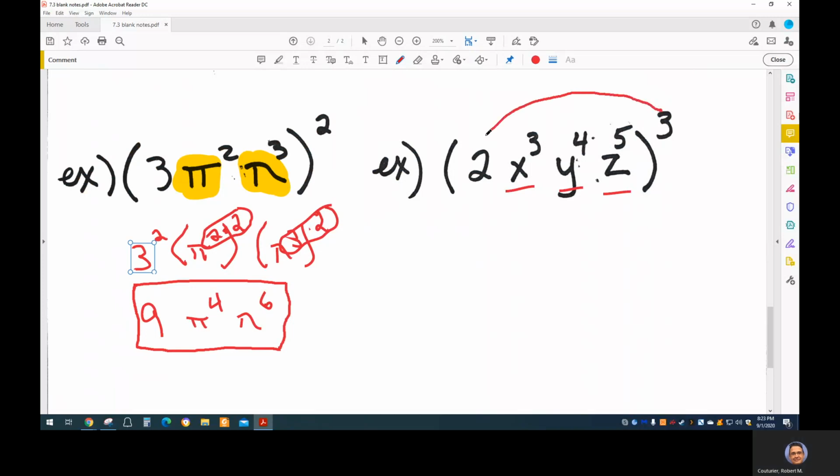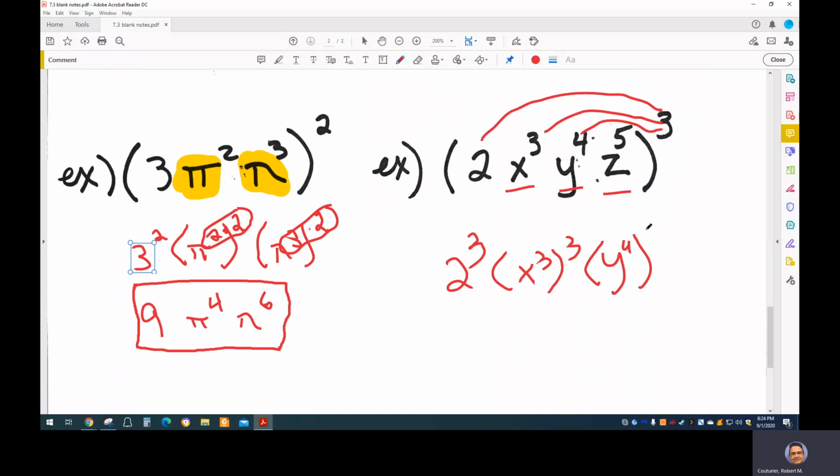So I need to do the coefficient and raise it to the power of 3. Then I need to do this to the first variable. And I do not want to make a mistake, so I am going to use a little bit of shorthand, but I'm going to make sure that I'm capturing everything I need. 3 to the, on that y. It's y to the 4th, raised to the power of 3. And then the last one is 3 to the z. That's z to the 5th, raised to the power of 3.